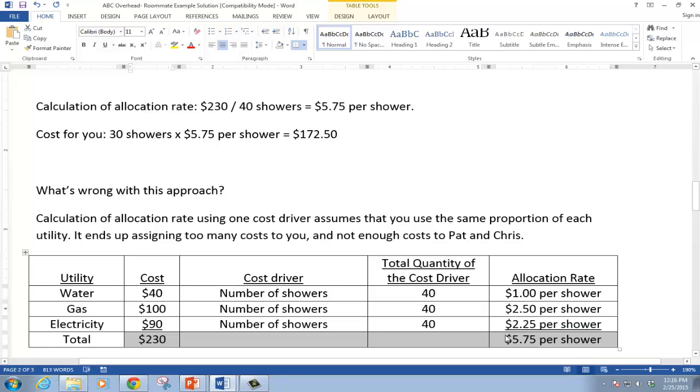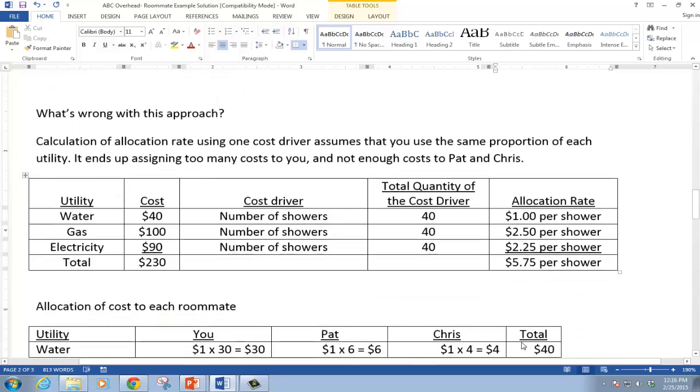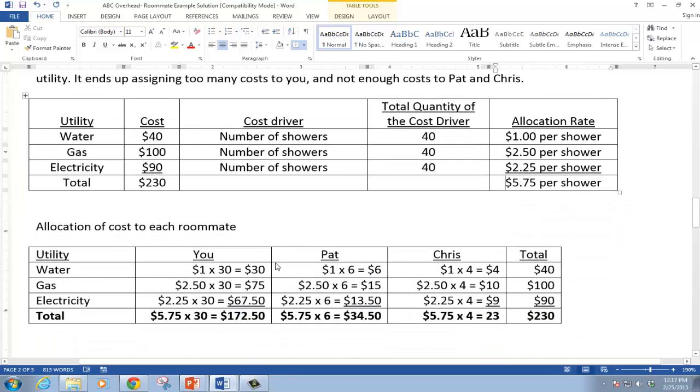If you add up each of these, it'll give us the $5.75 per shower. Then we'll take these rates and say, okay, $1 per shower times 30 showers for you. So you're going to pay $30 of the total $40 water bill. Gas, $2.50 per shower times 30 showers. So that's $75 of the $100 gas bill. And for electricity, $2.25 per shower times 30 showers. So that's $67.50 of the $90 electricity bill.